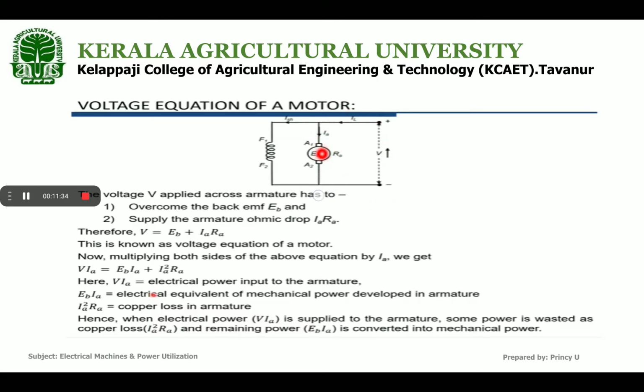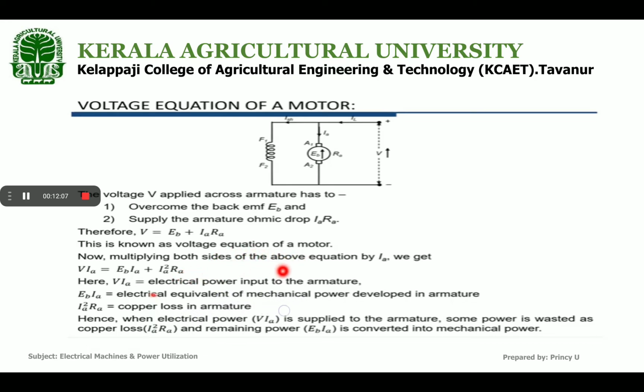It has to overcome the back EMF produced in the armature winding, and also it has to provide the armature drop, copper loss or armature drop, voltage drop in armature, because there is a presence of armature resistance. So the input voltage V has to overcome the back EMF EB and supply the armature ohmic drop IARA. So we can say V is equal to EB plus IARA. This is known as voltage equation of a motor.